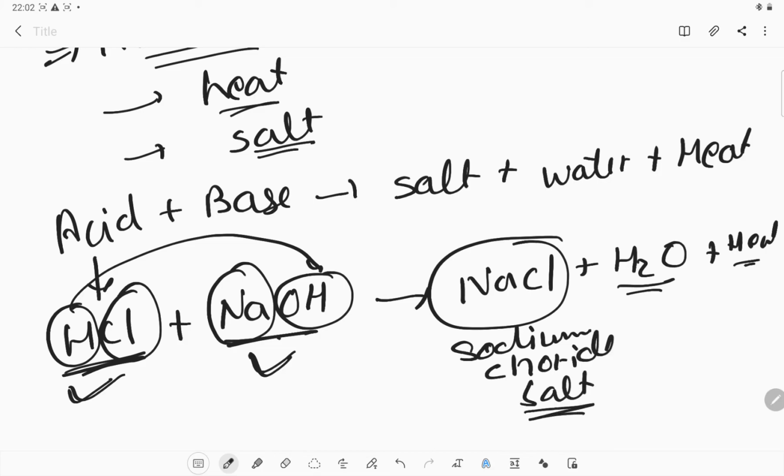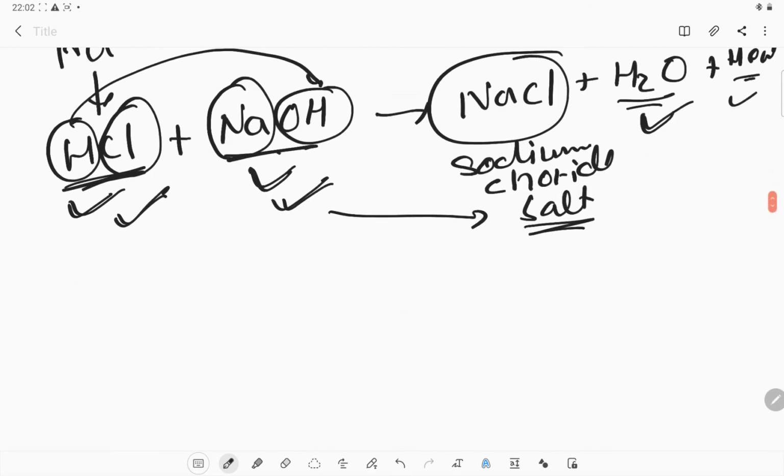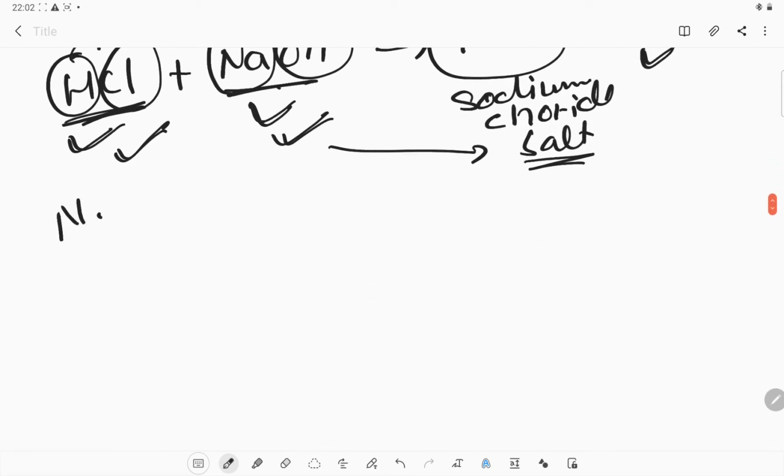Okay. So with this equation, we can say that whenever an acid combines with a base, it will give us a salt, some amount of water, as well as heat. Okay, so why is the neutralization process important for us? Why do we need to learn the neutralization process?